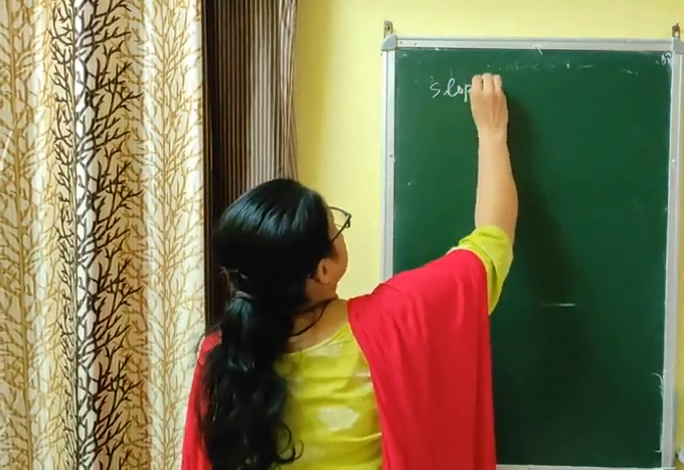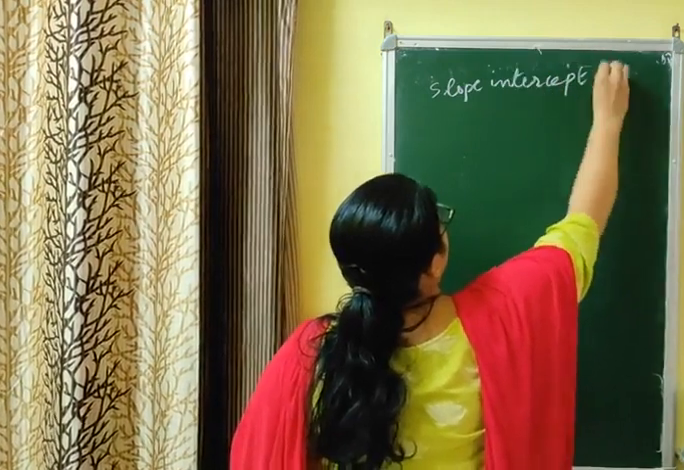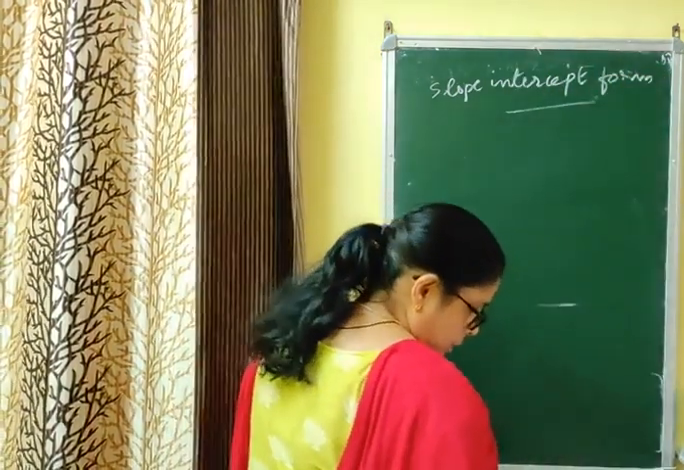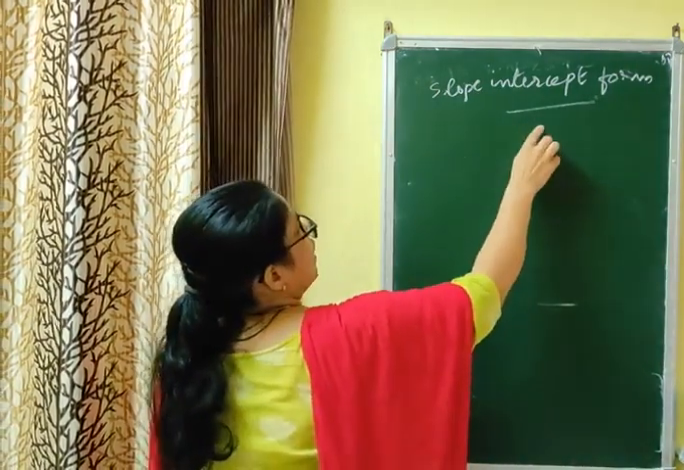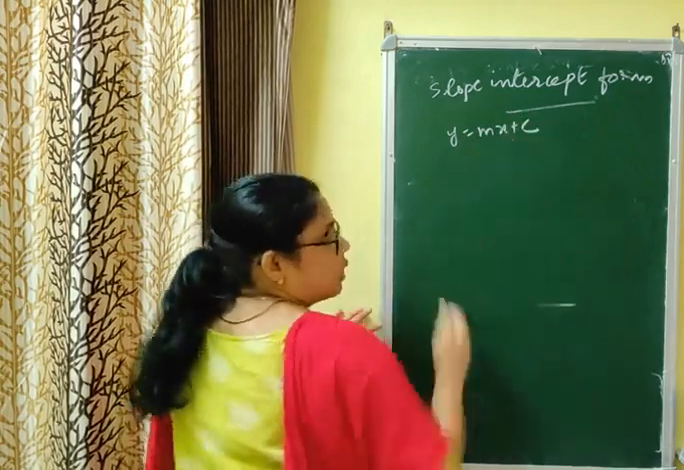Slope intercept form. What was the slope intercept form? Slope intercept form आपने पढ़ा. Slope intercept form में आपके पास फॉर्मूला है, if c is the y intercept, m is the slope, y is equal to mx plus c. इस फॉर्मूला से करना है.